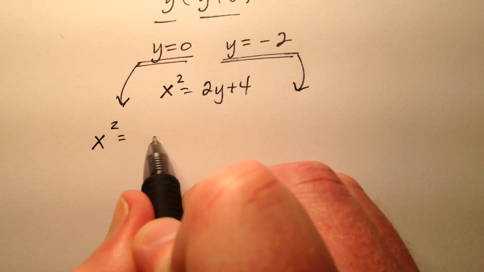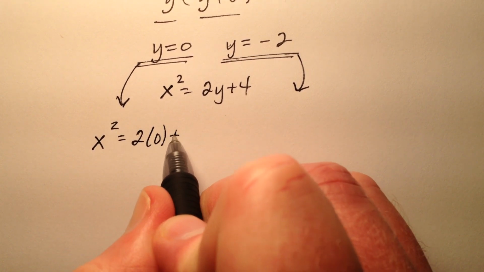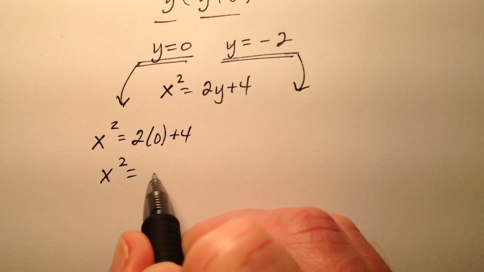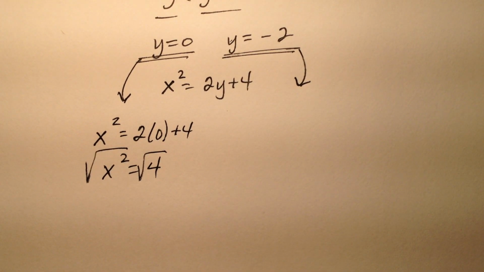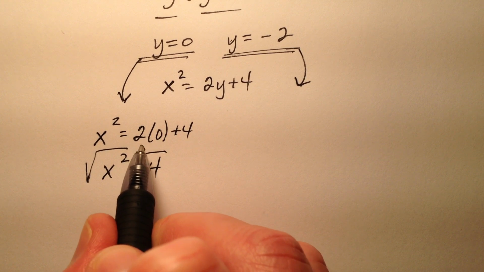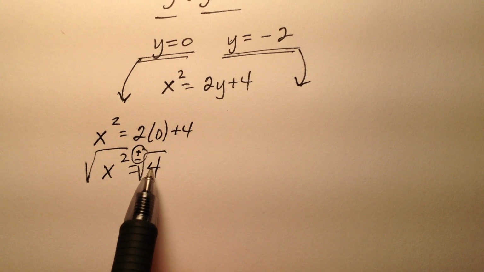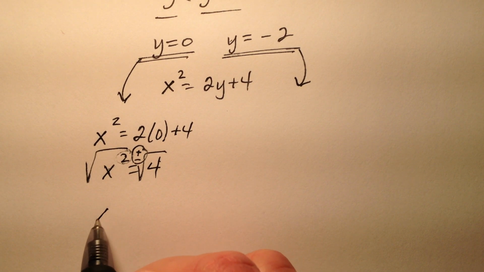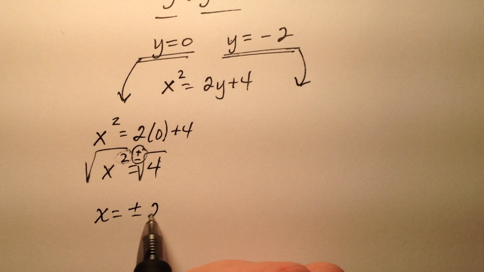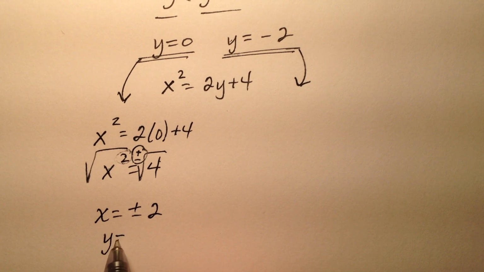So x squared equals 2 times 0 plus 4. So x squared equals 4. When I do the square root of both sides, make sure you put a plus and minus along the non-perfect square side here. So the x squared, this other side gets the plus or minus. So it looks like x equals plus or minus 2 when my y value was 0. So this will yield 2 ordered pairs.